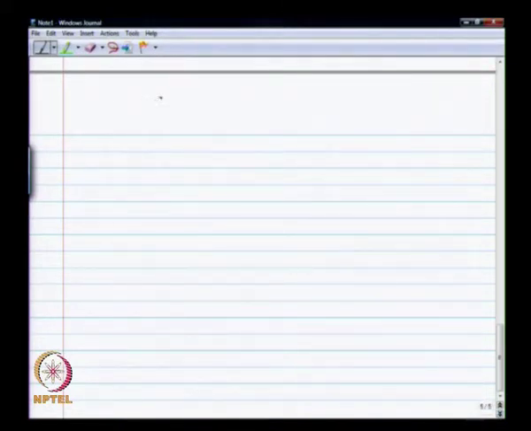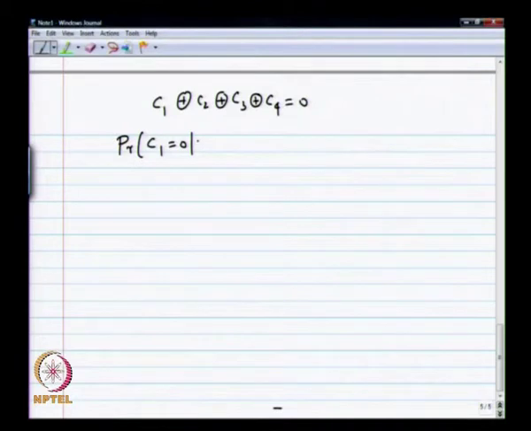I am given this equation C1 XOR C2 XOR C3 XOR C4 is 0. Okay. I am given a received vector R, which means probability that, so let us say I try and compute this probability that C1 is 0 given R1. Okay. This is for me easy to compute. So, let me not do this computation.